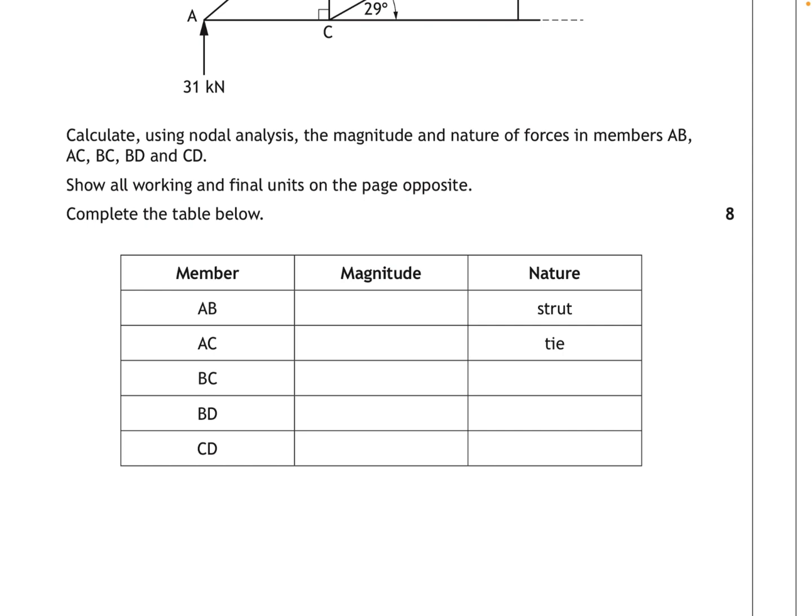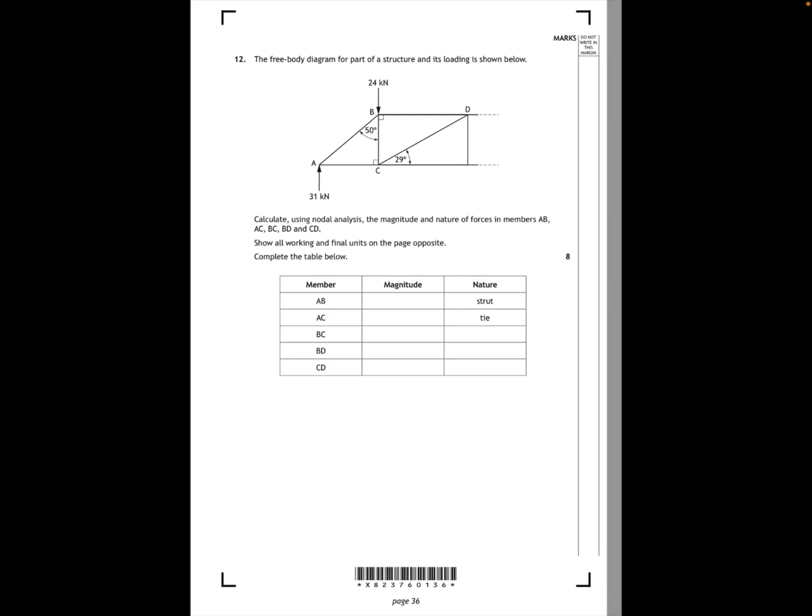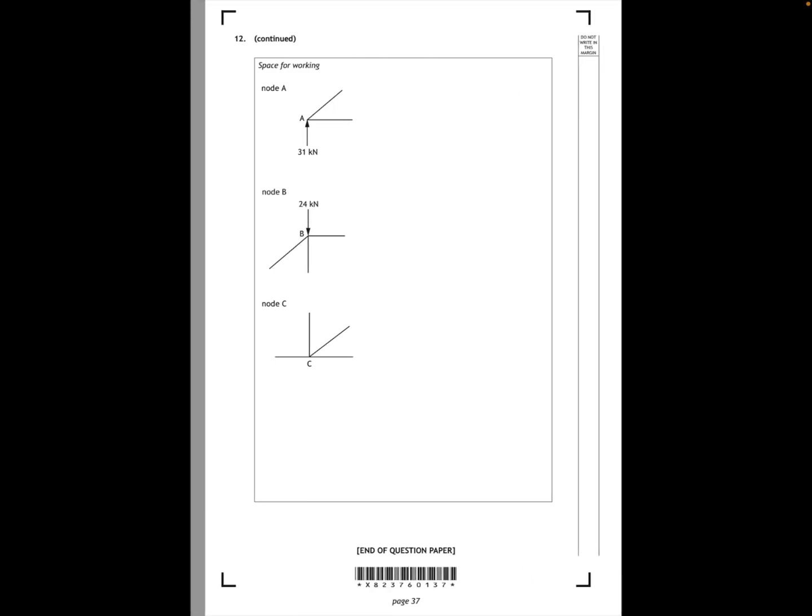We're asked to show all the working and final units on the opposite page and to complete this table. We're also told that AB is a strut and AC is a tie. The other helpful thing about this question is they have given us the different nodes and let us know that we can start working on node A. So let's put the information we already know onto node A.